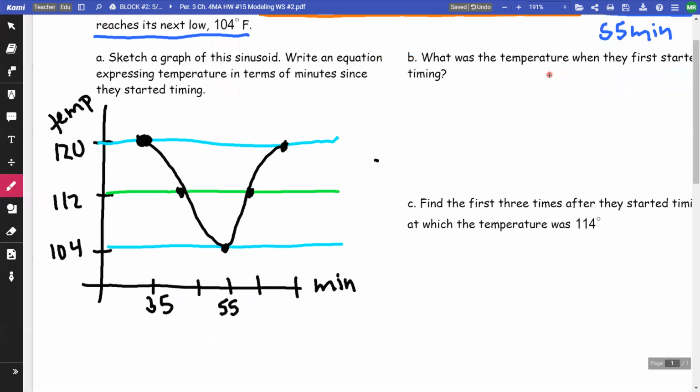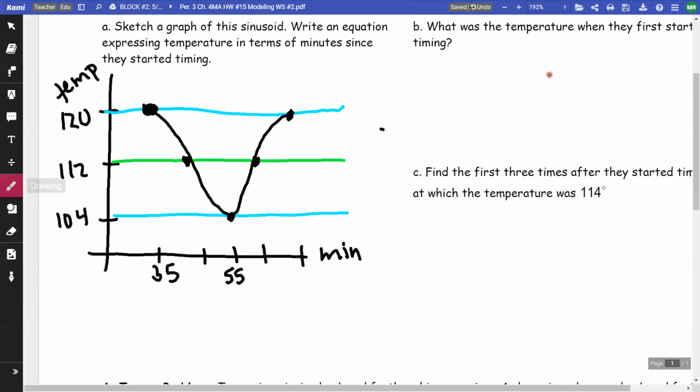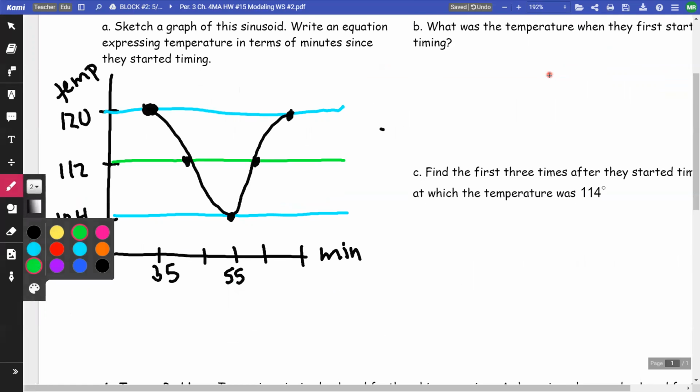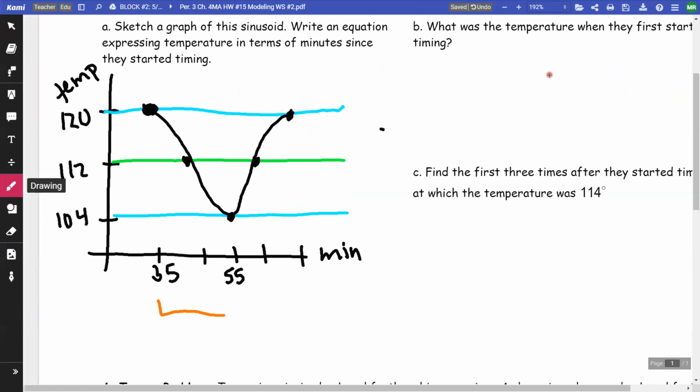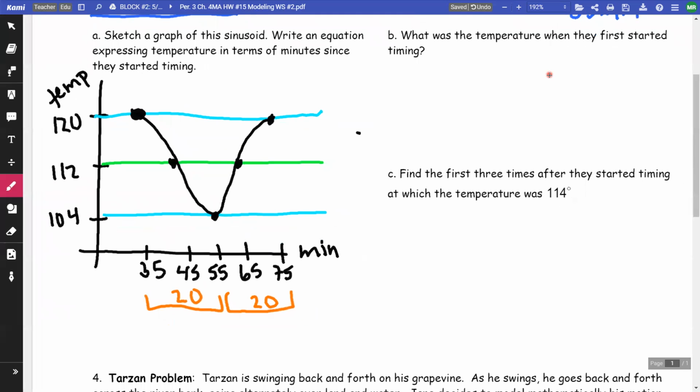And so since this is 20, from here to here is 20. That means from here to here is going to be 20. So that's going to put us at 75. And halfway between those would be 10 and 10. So that's going to be 45 and 65. Okay, so that's our graph.